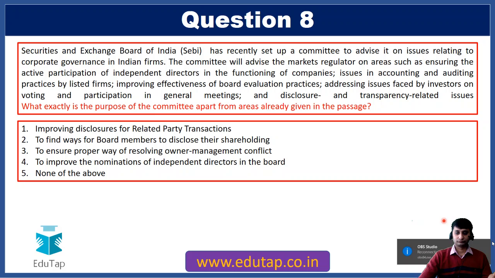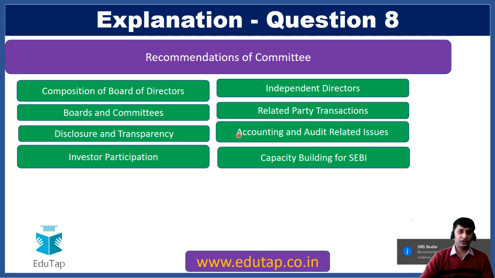Right, so here in the passage, a lot of functions have been mentioned that need to be performed by the company. The answer to this was improving disclosures for related party transactions, because earlier I told you that apart from the areas that have been mentioned in the passage, related party transactions was one of the areas where it was supposed to give recommendations, right? So the answer to that was related party transactions. This was a bit of a cramming based question. Only those people could have answered this who remembered in detail what were the recommendations of that committee.